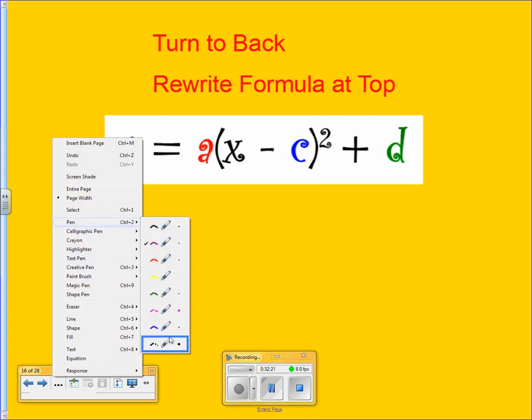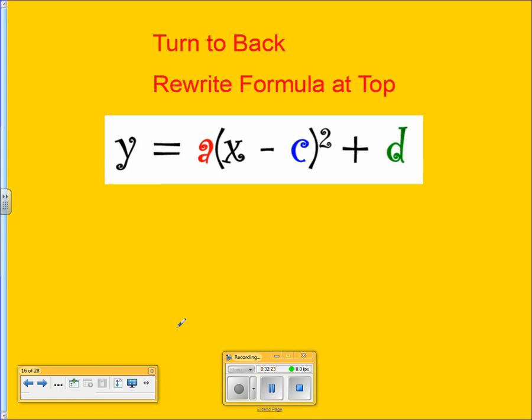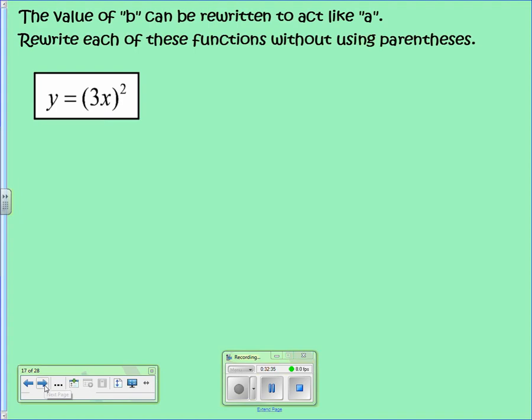So we need to talk about a little extra note here. Sometimes your A value is going to hide itself and look a little different. So let's talk about that so when we see it hiding, we can find it. Okay? So at the top of your paper at the back, it has this sentence right here. Go ahead and cross that out. The value of B can be rewritten to act like A. Cross that out, and I want you to write this.